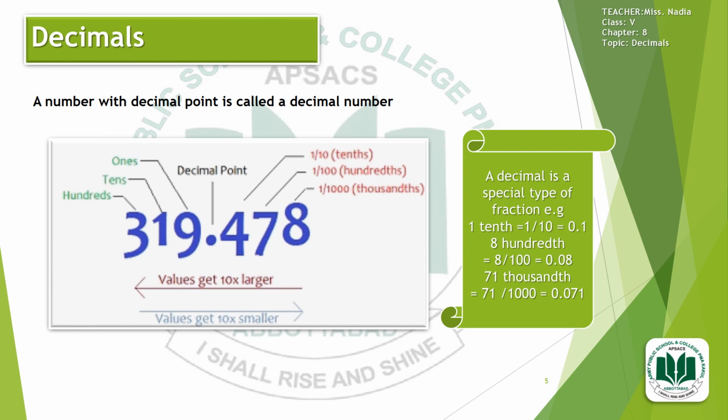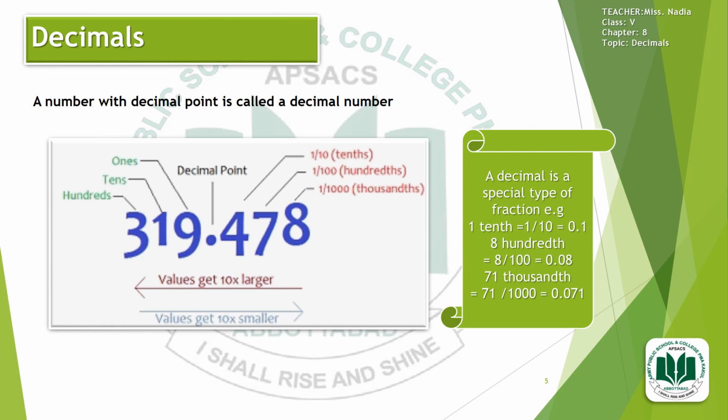So let us consider a decimal number 319.478. Here in this decimal number, if you observe, it consists of two parts. Left to the point is whole number part and its place values are ones, tens, hundreds, thousands and so on. And right to the point is fraction part, that is 4 tenths, 7 hundredths and 8 thousandths. So the place values of the fractions are tenth, hundredth, thousandth and so on. These two parts are separated by a point. That point is called decimal point.